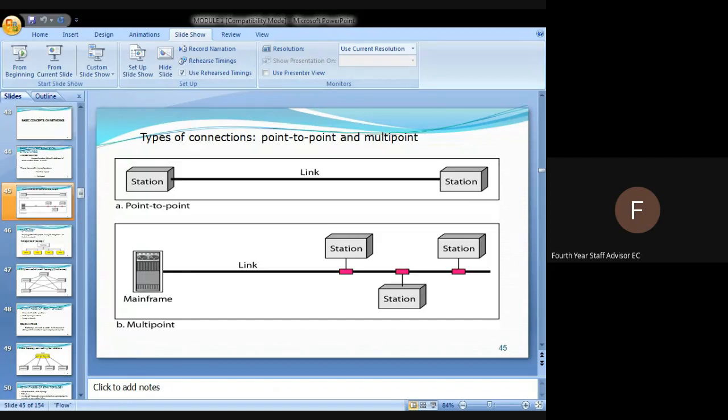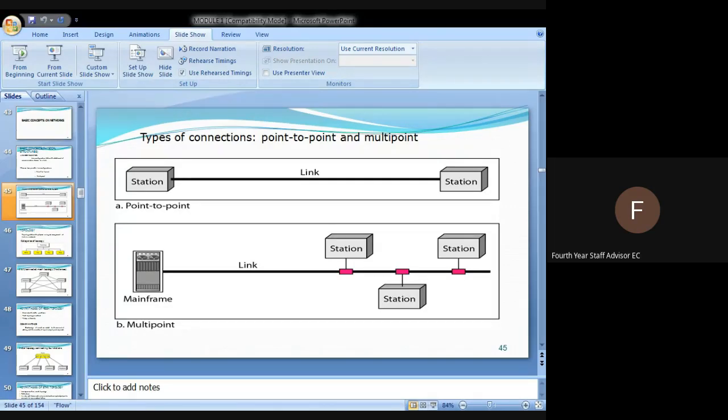Now, that sharing can be done in two ways. One is temporal sharing, and the other one is spatial sharing. Spatial in the sense that the one which is related with space. That means all the devices make use of the link in a simultaneous manner. But what about temporal sharing? Temporal sharing means the stations take turns for transmitting the data. So these are the types of sharing that take place in a multi-point connection.